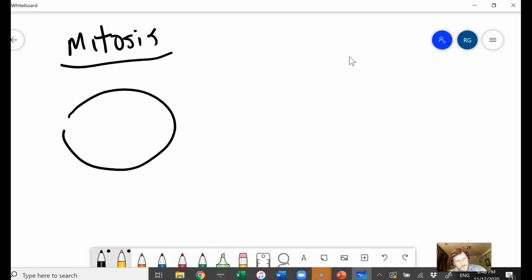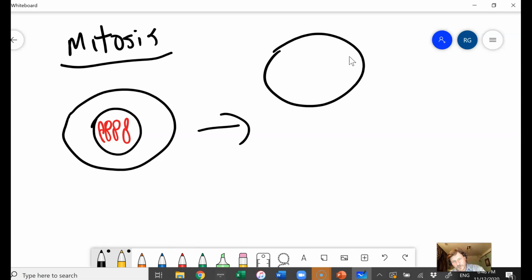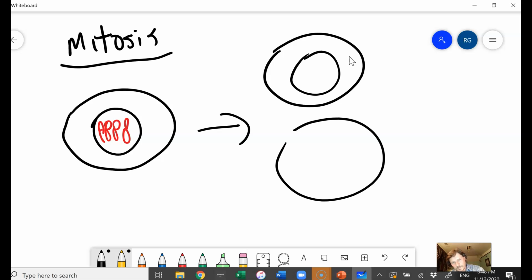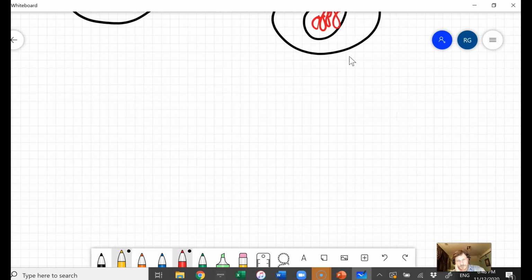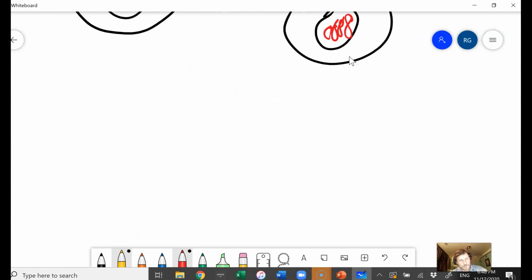And in mitosis, we have a cell, and I'll just draw 4 chromosomes. It will divide into 2 cells with 4 chromosomes. We have another cell division called meiosis.